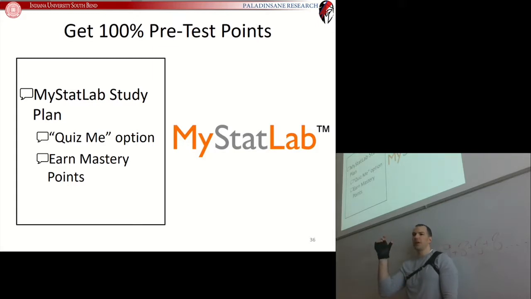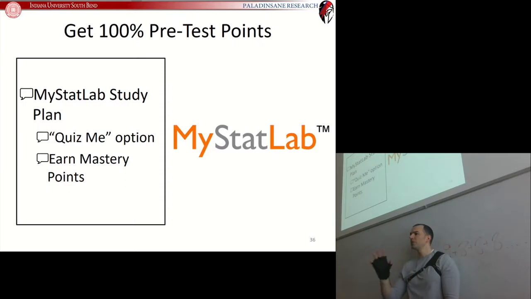So you should be able to see in your MyLab, if you go to the study plan or the Quiz Me options, at one point it should have a place where it summarizes for each chapter what your mastery points are. That is what you're going to get in terms of a safety net for your pretest scores.